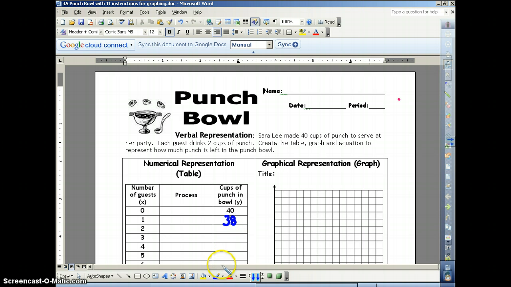My second guest shows up. They drink their 2 cups, and how many cups of punch is left in the punch bowl? Yeah, 36. So you guys see what's happening here. We're subtracting 2 each time. So I'm going to pause the video here to let you guys finish filling out that column.